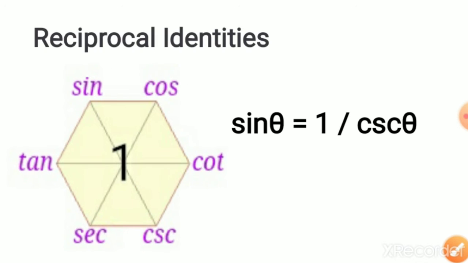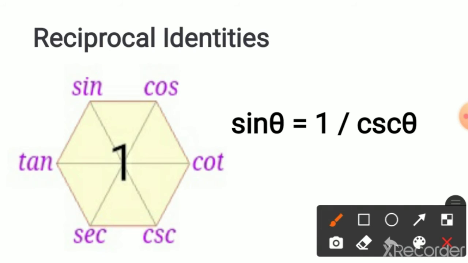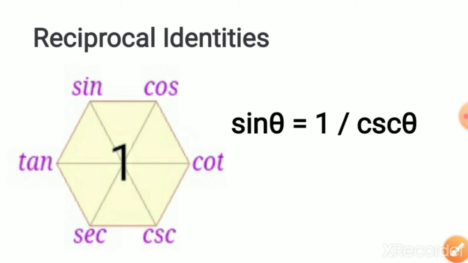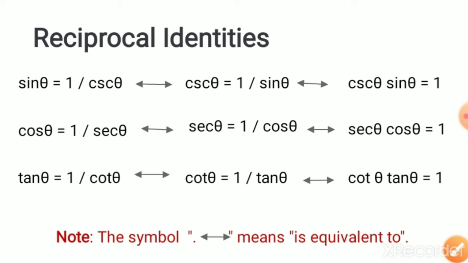Now let's proceed to the reciprocal identities. You can get the reciprocal identities by going through the 1. For example, sine theta is equal to 1 over cosecant theta. To sketch this example, we'll draw an arrow that starts from the sine, passes through the 1, and ends the arrow in the cosecant. So that's how it looks like. Here is the full set for the reciprocal identities.